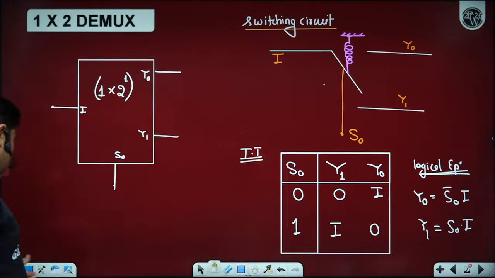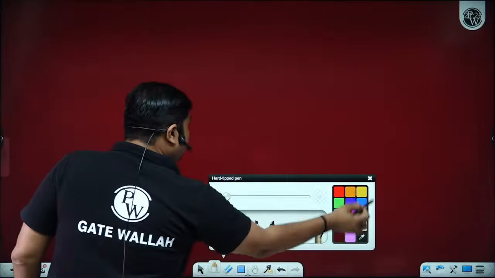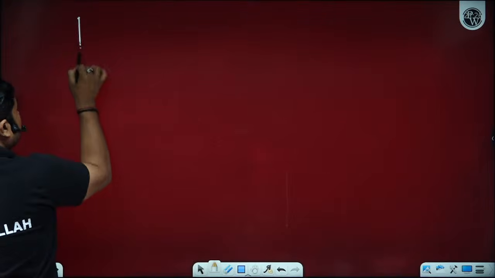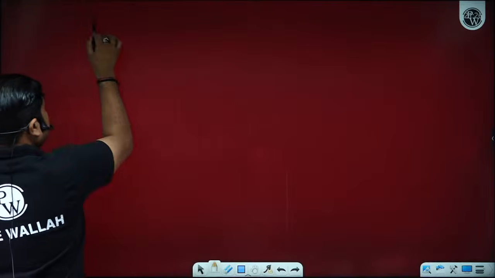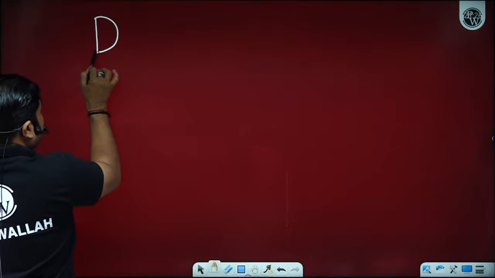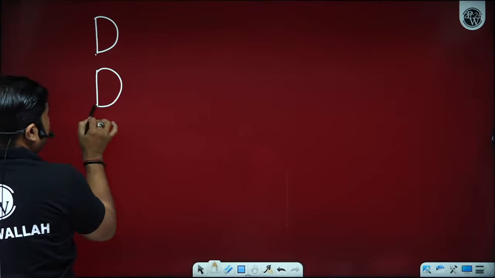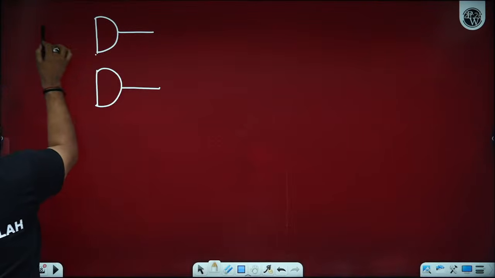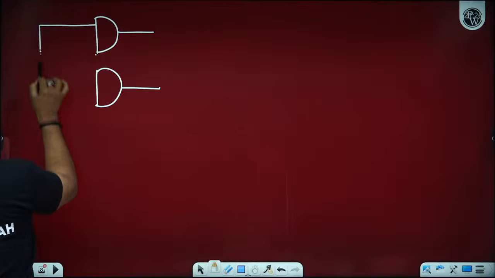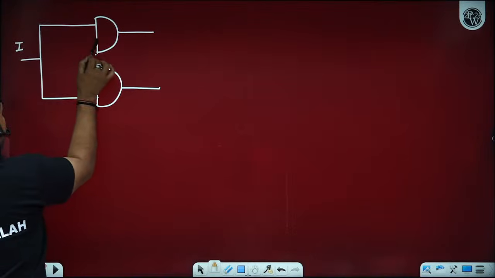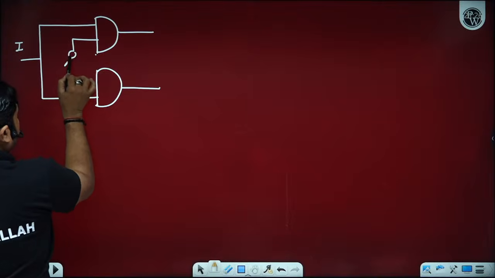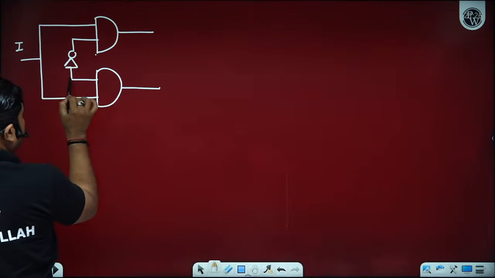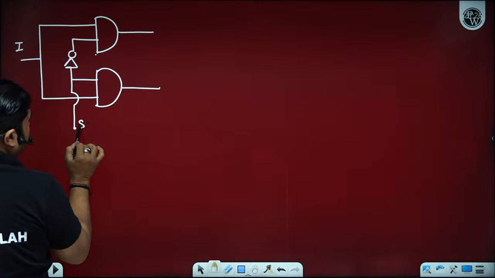So let's implement the logic circuit now. We have a logic circuit having two AND gates, one giving Y0 and one giving Y1. One input I, and we have a select line S0 and its complement S0 bar.